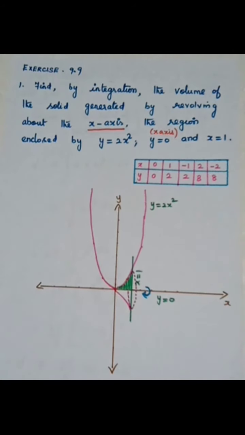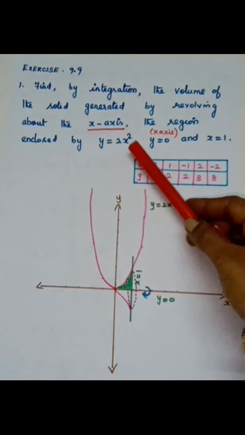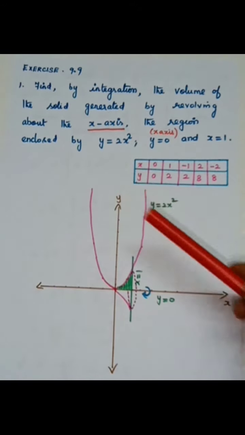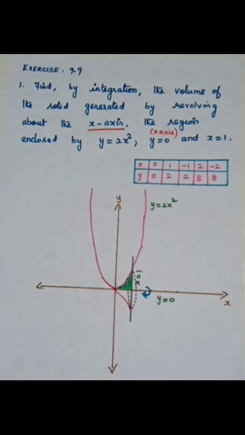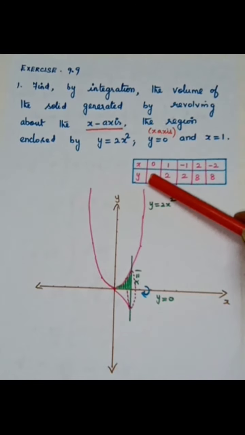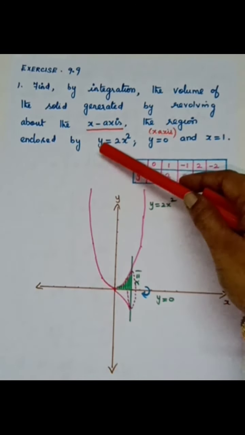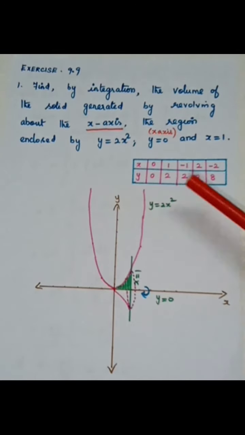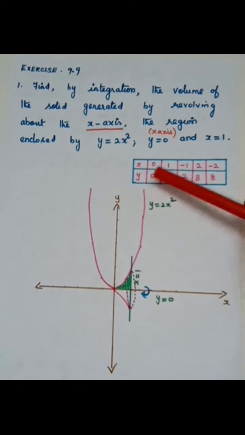It's a parabola open upward, because it can be written as y is equal to 2x squared, which means x squared is equal to y by 2. So it's a parabola open upward. For that, we have to make a tabular column. If you substitute x as 0 here, 2 into 0 is 0, so y is equal to 0. So you will get the point (0, 0).